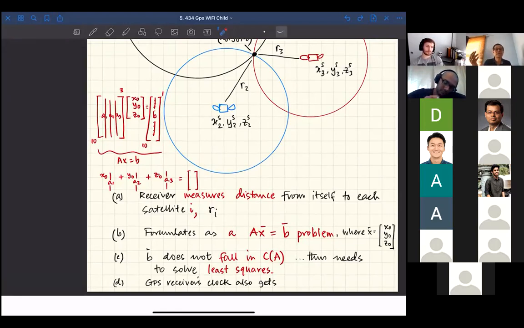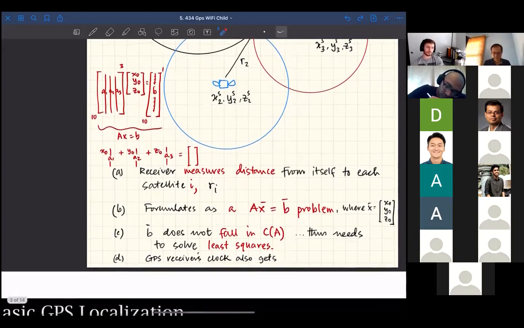If the measurements didn't have error, that means B would have fallen in the column space of A. But if measurements have error, B can be any vector in that 10-dimensional space. And therefore, you need least squares to solve it. I see. That helps. Thank you.